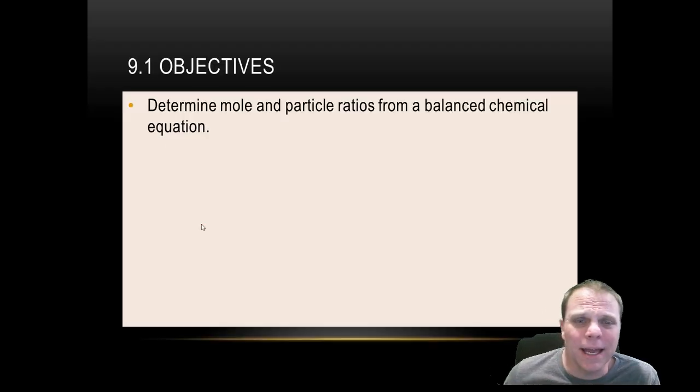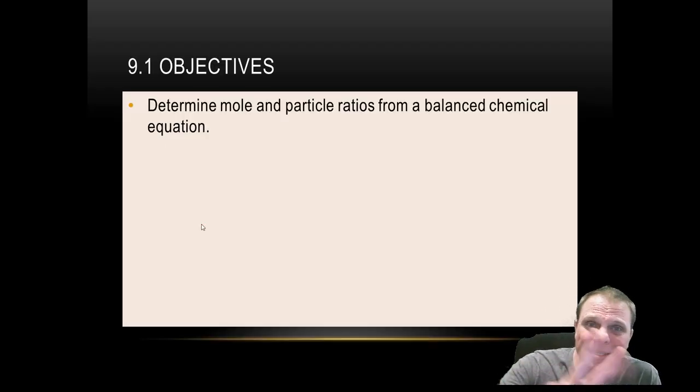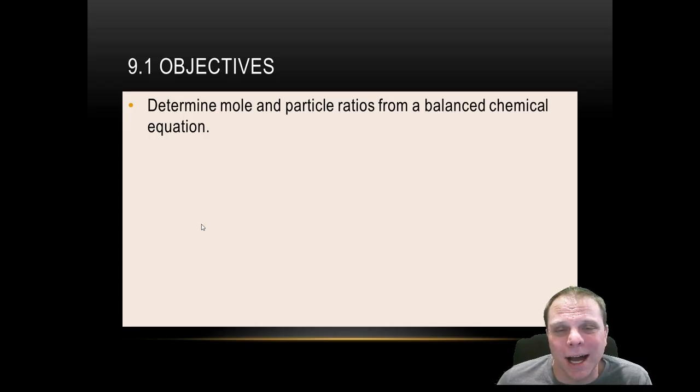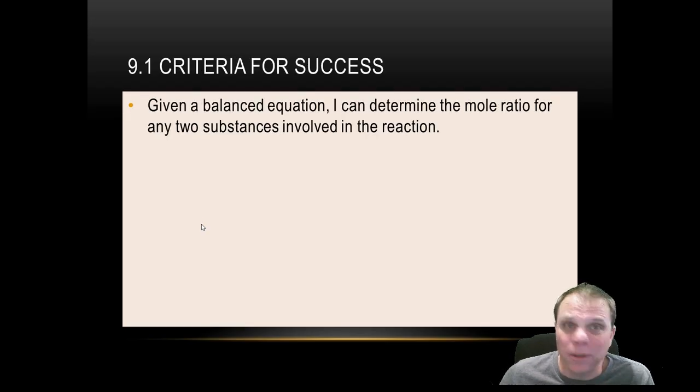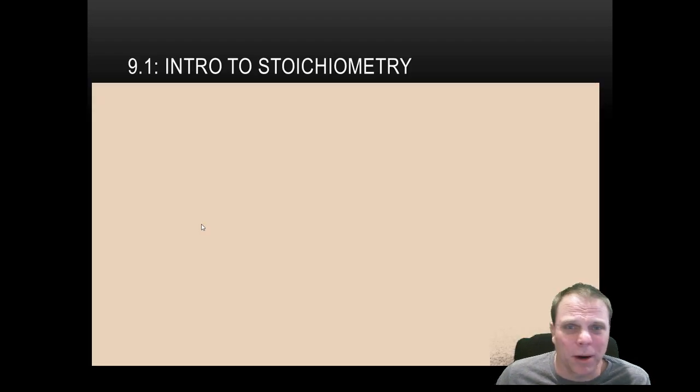Our objectives today, we're going to cover two sections, 9.1 and 9.2 in our book. We're going to determine the mole and particle ratios from a balanced chemical equation. The criteria for success here: if I give you a balanced chemical equation, you can tell me the mole ratios for any two substances involved in that reaction. Now, this part is super easy. We're going to be able to breeze through this part really quickly.